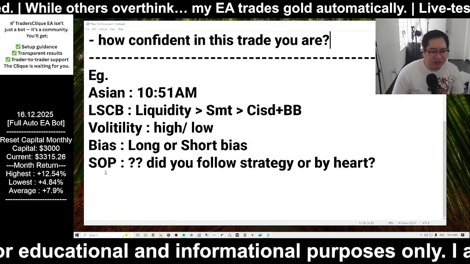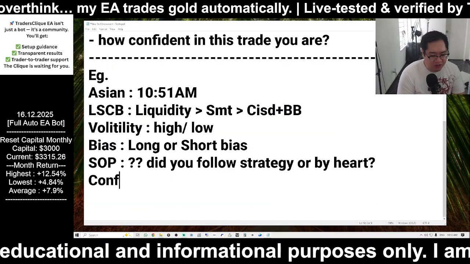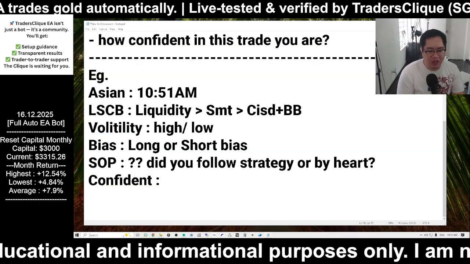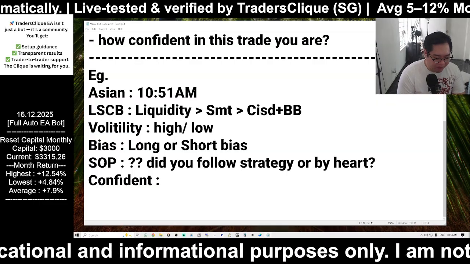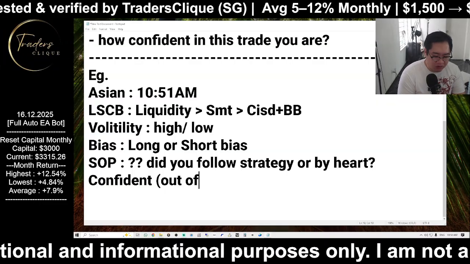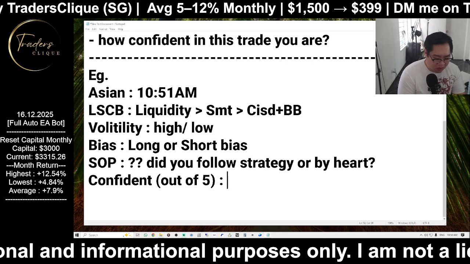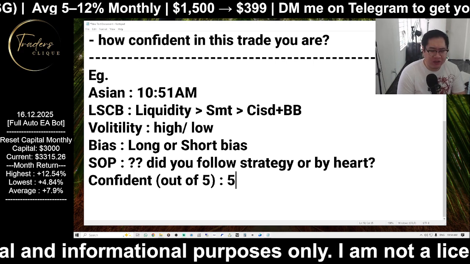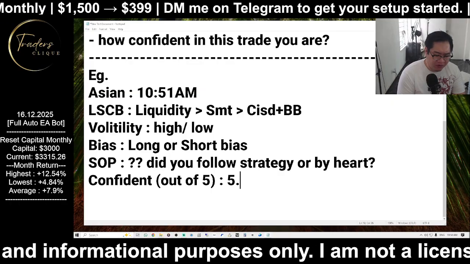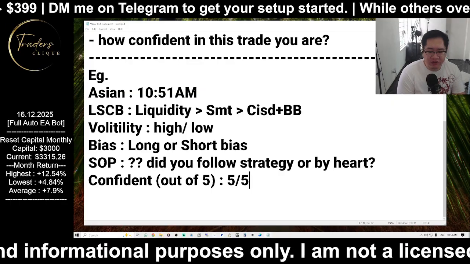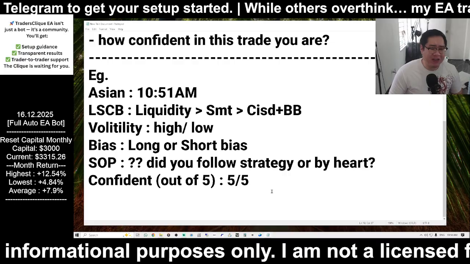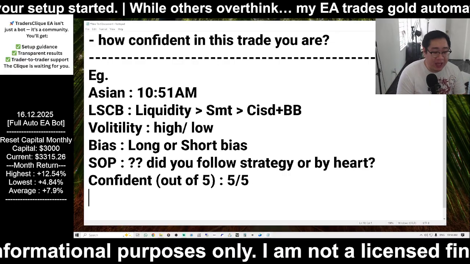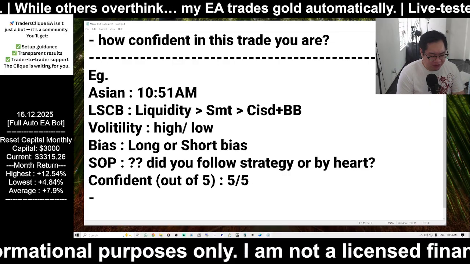Okay, and then lastly, how confident are you in this trade? I would say, let's say 1 out of 5. Five is very confident. Okay, so I'll roughly create it like this, and then the next thing I need to fill up is the entry position.